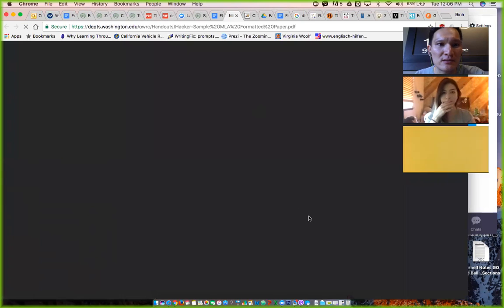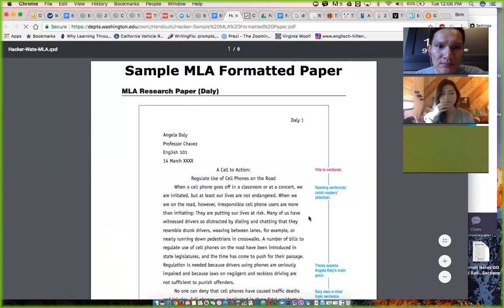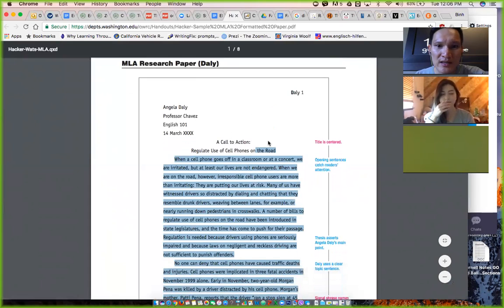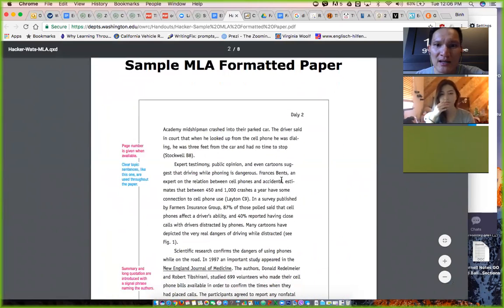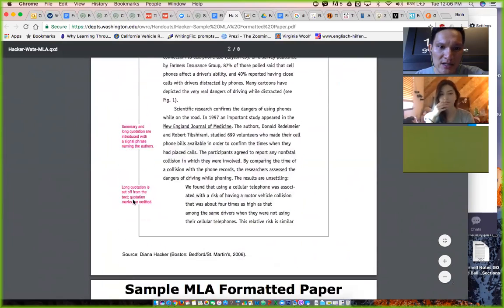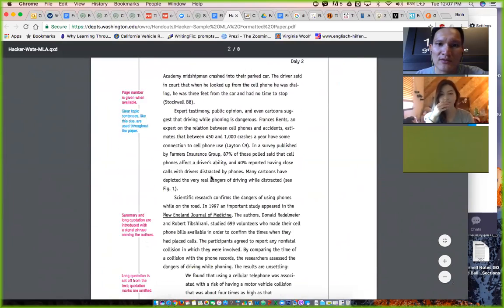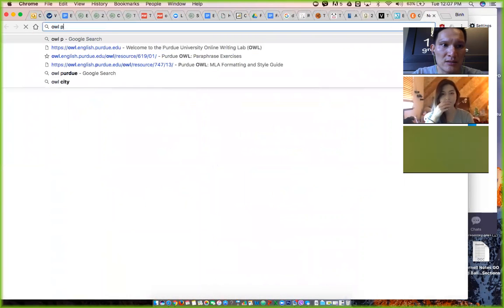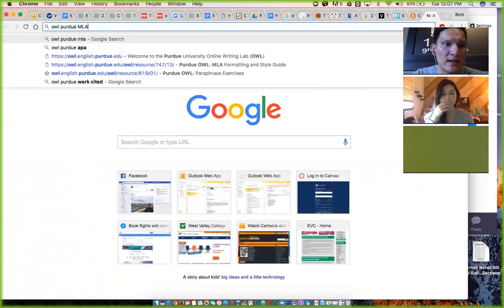And then the academic essay structure is right here, this link. I think you are familiar with how MLA looks. So this is just a review, and this is just a sample paper format with all the explanations here. You can also find this on our Purdue OWL, our Purdue MLA.